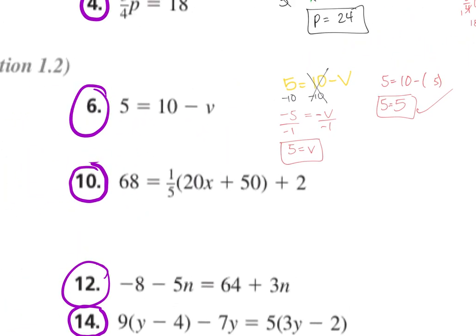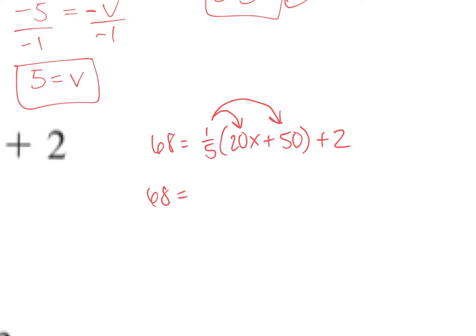If we look at number 10, how many of us are already having a full-blown panic attack because we see a fraction? 1/5 times 20x. I'm going to write it all out. If you're one of those people that's like, I know this by heart, don't write it out. You can do it in your head. This is 1/5 times 20x over 1 plus 1/5 times 50 over 1. Why does putting it over 1 not change it? Because anything divided by 1 is just that original thing, okay? And then we're going to add 2.